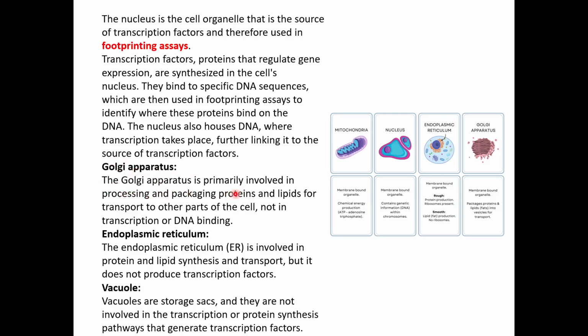Like I discussed, Golgi is primarily involved in processing and packaging proteins and lipids for transport to other parts of the cell and is not involved in transcription or DNA binding. ER is involved in protein and lipid synthesis and transport, but not in transcription factor production. Vacuoles are storage sacs and they are not involved in transcription factor or protein synthesis pathways that generate any transcription factors. They are just storage sacs.